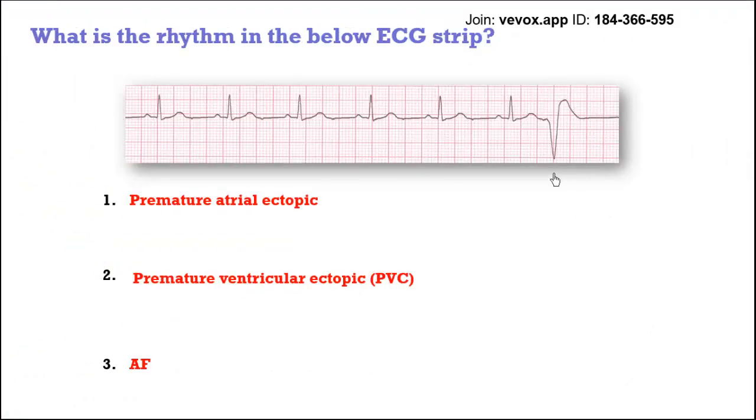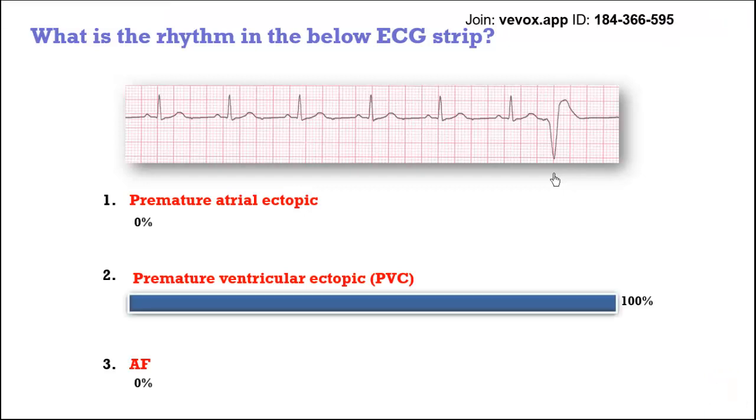So let's take this one. Can anybody see in the strip something abnormal? What is it? Tell me. Which one? This one, the last one, okay? Does it have the same shape like the normal? So, I will leave the answer between 2 and 3. Thank God. So, it's premature ventricular.